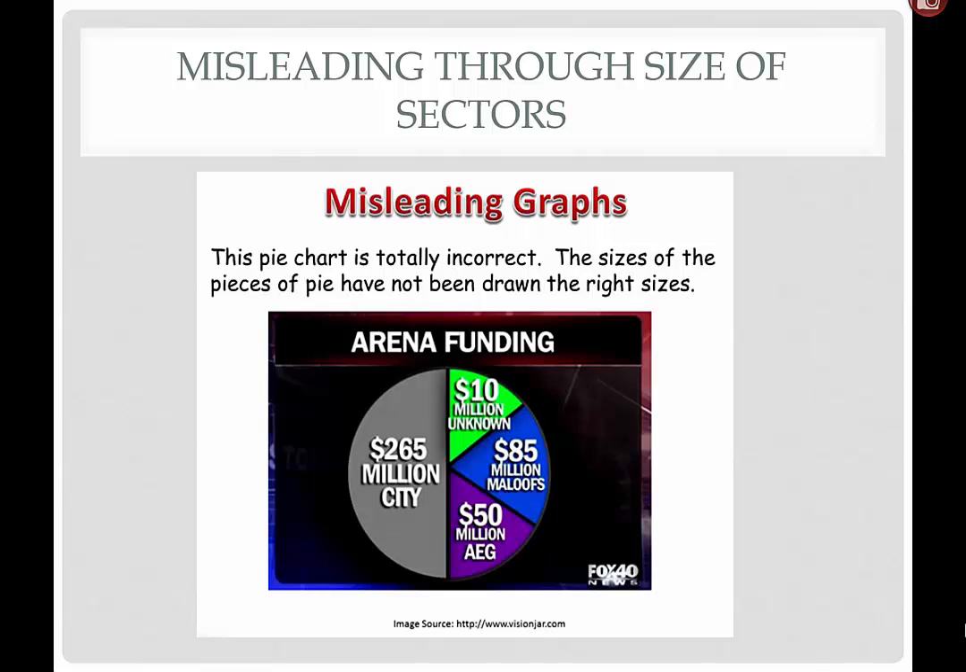The slices of the pie, the wedges, the sectors, those all mean the same thing. They're not proportional to the total, and so that's misleading. The city is actually more than half. More than half of the funding comes from the city. So this pie chart is misleading because the sectors are not the correct size.